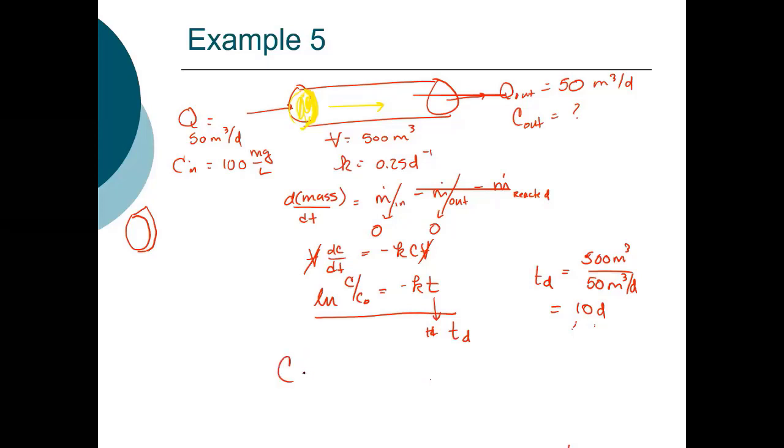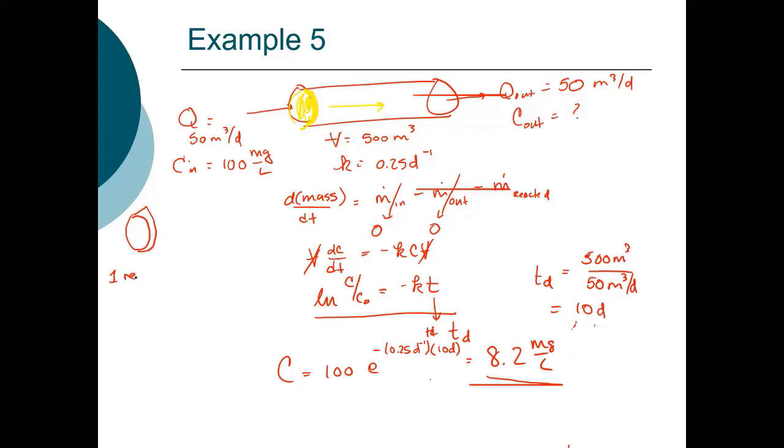So C is equal to 100 times e to the minus 0.25 inverse days times 10 days. Make sure your units are consistent. It's less. Okay, it should be less. Thanks for doing that.